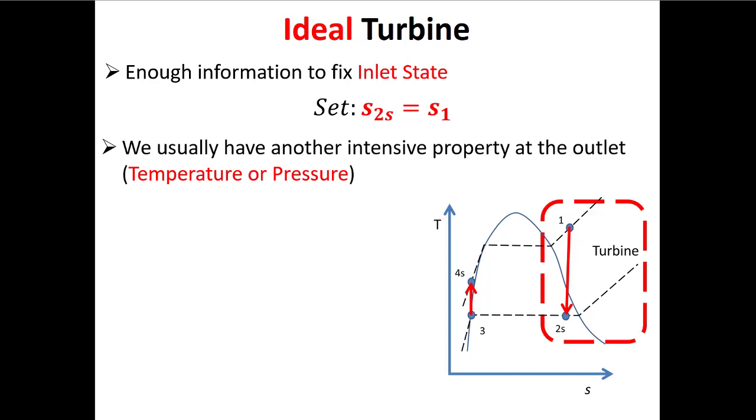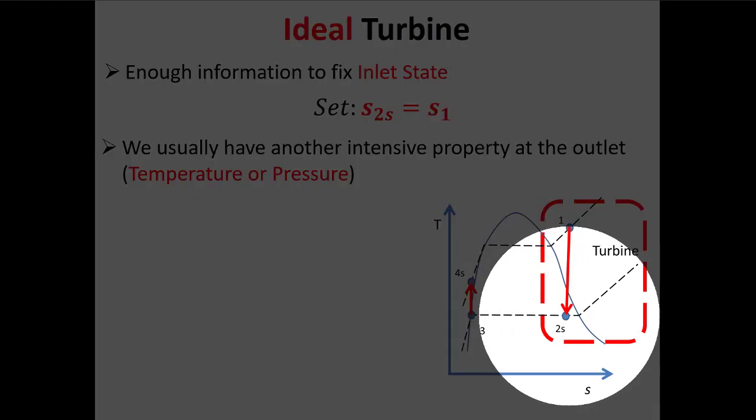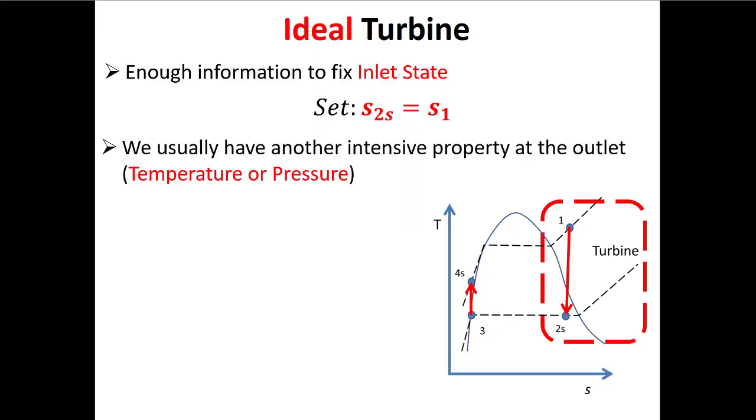We'll usually have some other property here in addition to the extra specific entropy here that we get because we know it's the same as state 1. We'll get some other piece of information on our state table, like maybe we'll know the temperature or the pressure of the exit at the turbine.